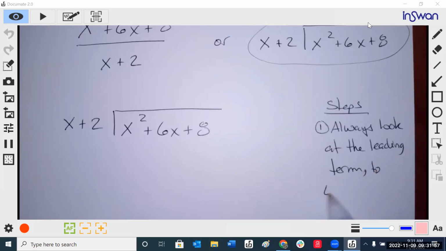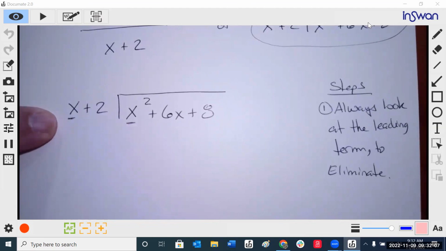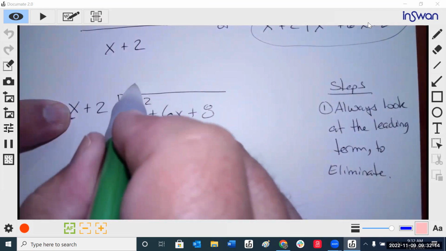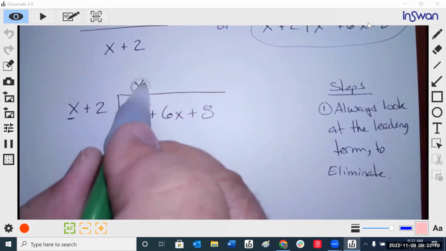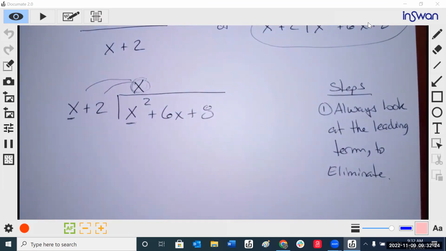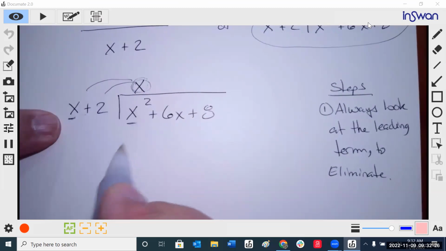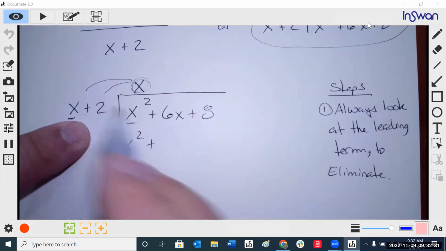We want to eliminate it. We get the leading term to eliminate. So our leading terms are these. What times x gives me x squared? What do I do with this term here? I now have to multiply it to both terms there. Since there's two terms here, x times x is x squared. Positive, positive is a positive. X times 2 is 2x.